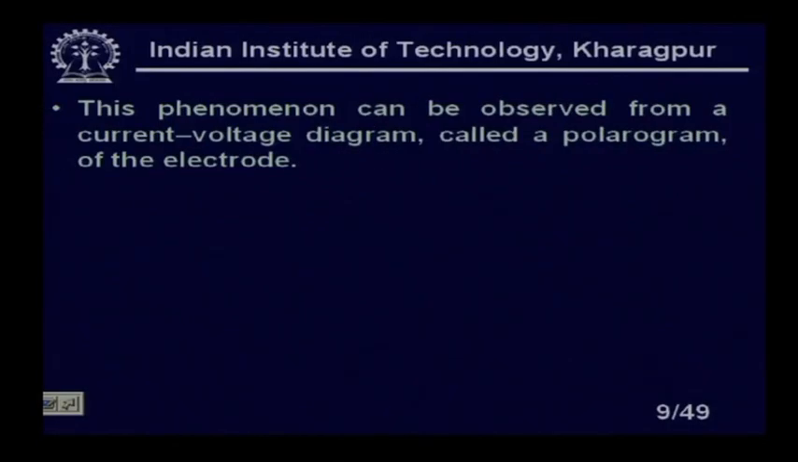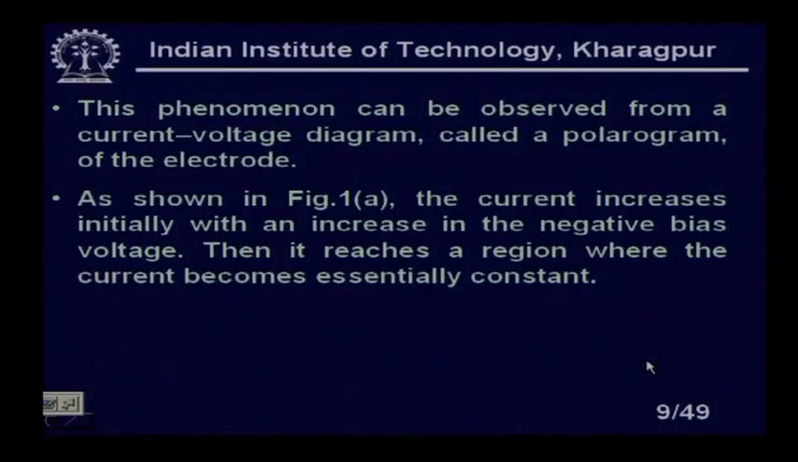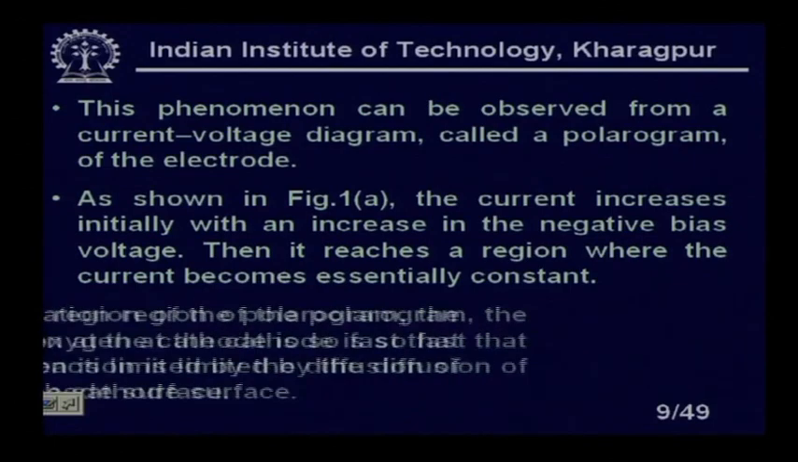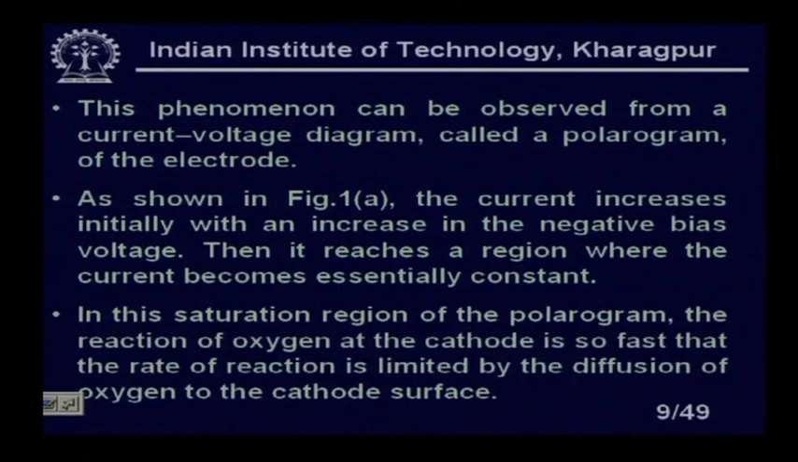This phenomenon can be observed from a current voltage diagram called a polarogram of the electrode. Okay. This is called the polarogram, we will see the polarogram very soon. As shown in figure 1a, the current increases initially with an increase in negative bias. Okay. Then it reaches a region where the current becomes essentially constant. It will be very clear from the next slide. In this saturation region or the plateau region of the polarogram, the reaction of the oxygen at the cathode is so fast that the rate of oxygen reaction is limited by the diffusion of the oxygen to the cathode surface.